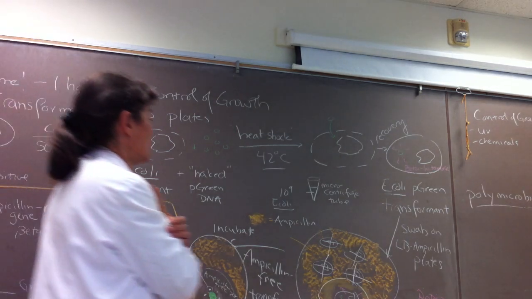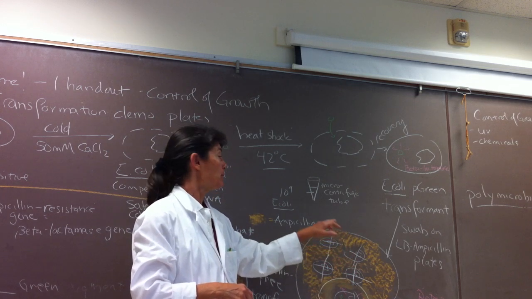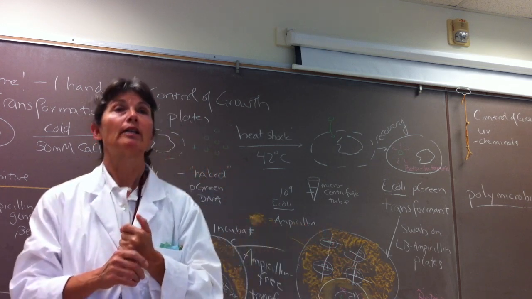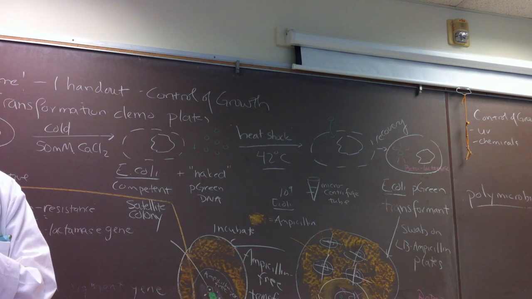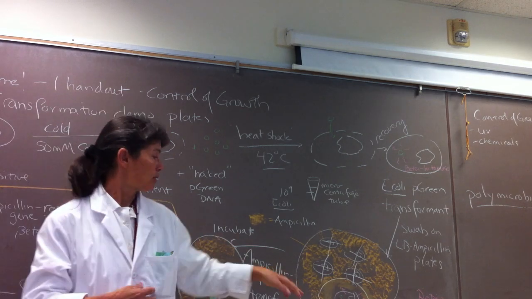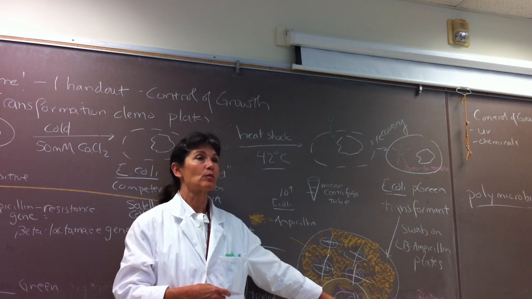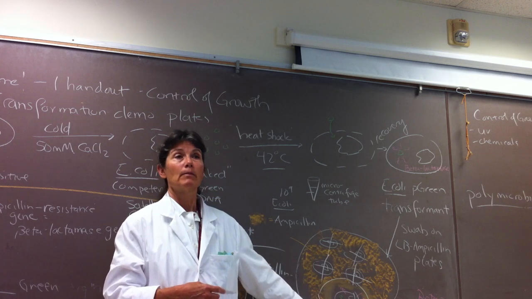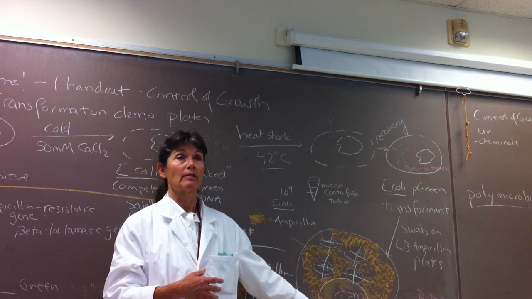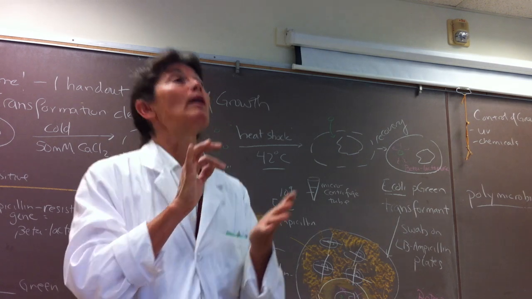Why could the transformed E. coli grow on the ampicillin plates, but the non-transformed E. coli could not grow on the ampicillin plates? The transformants carrying the pGreen plasmid were making beta-lactamase. What does beta-lactamase do? It hydrolyzes the beta-lactam antibiotic ampicillin, and that's why the transformants can grow. Good.